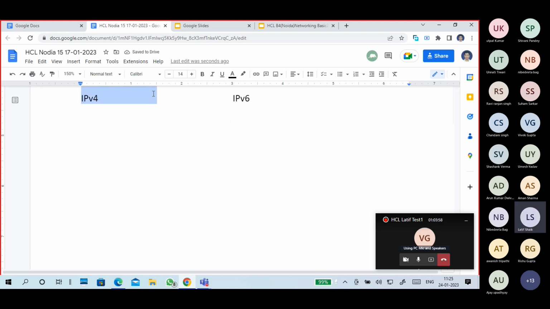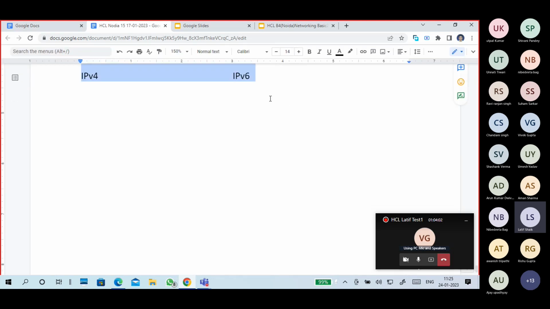IPv4 and IPv6. In IP addresses, actually there are two types: one is IPv4 and the other is IPv6. IPv4 is 32-bit, whereas IPv6 is 128-bit.